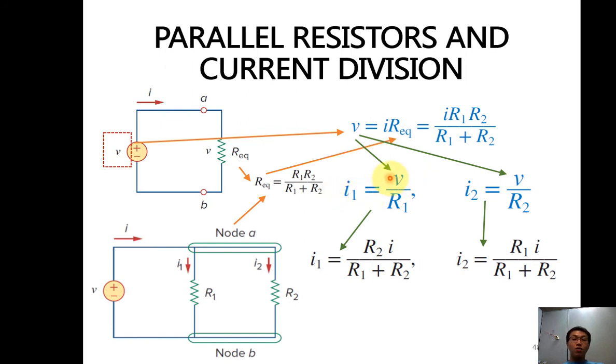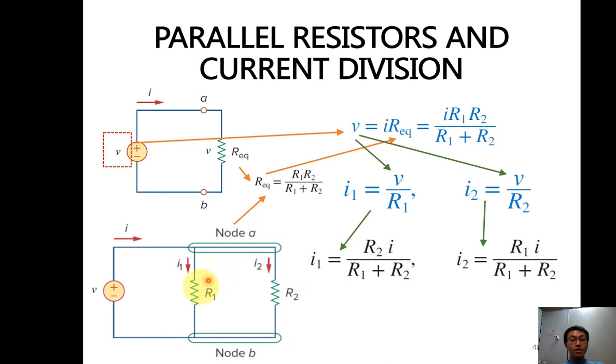I1 equals V over R1. So I can substitute my V here into this one, and I found this one. Or I substitute my V, which is this one, into this one, then I found this one.